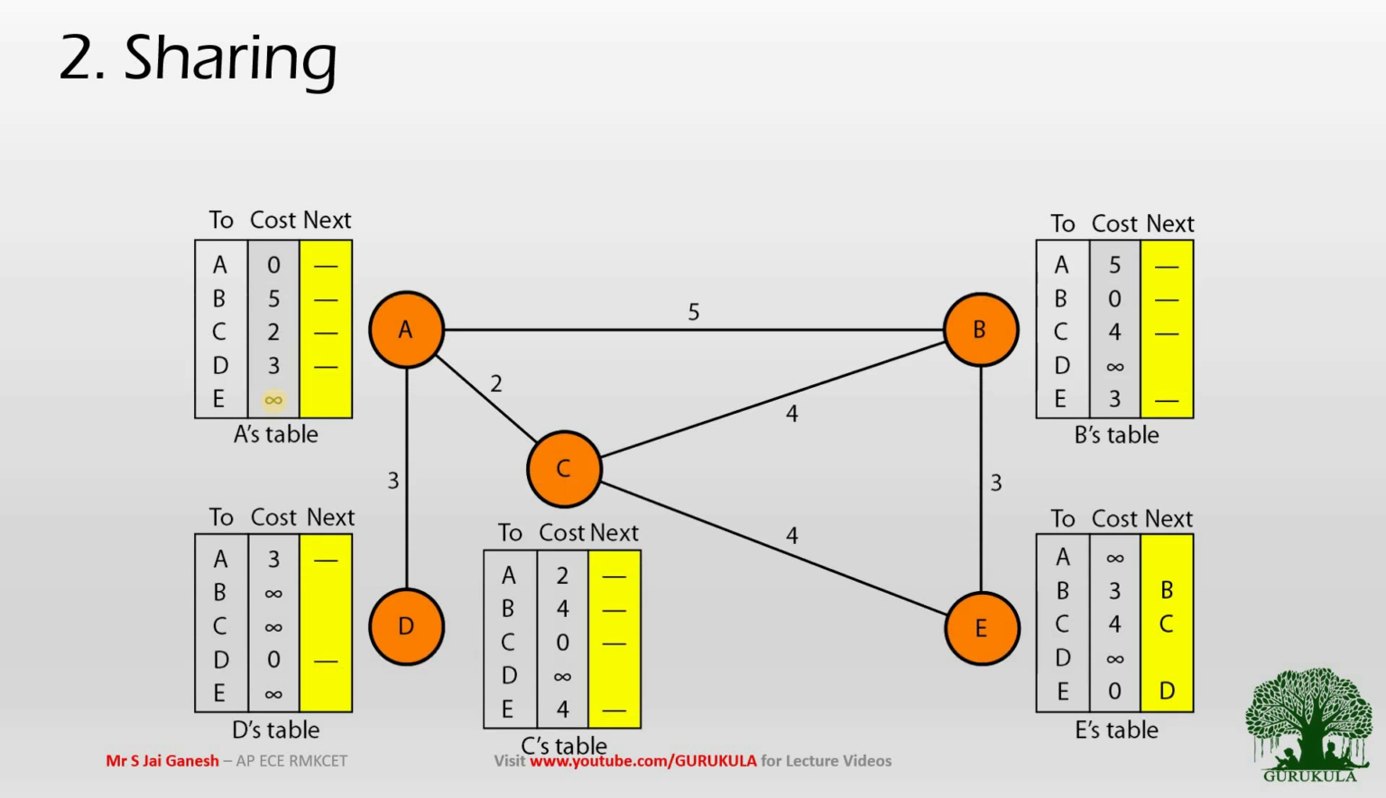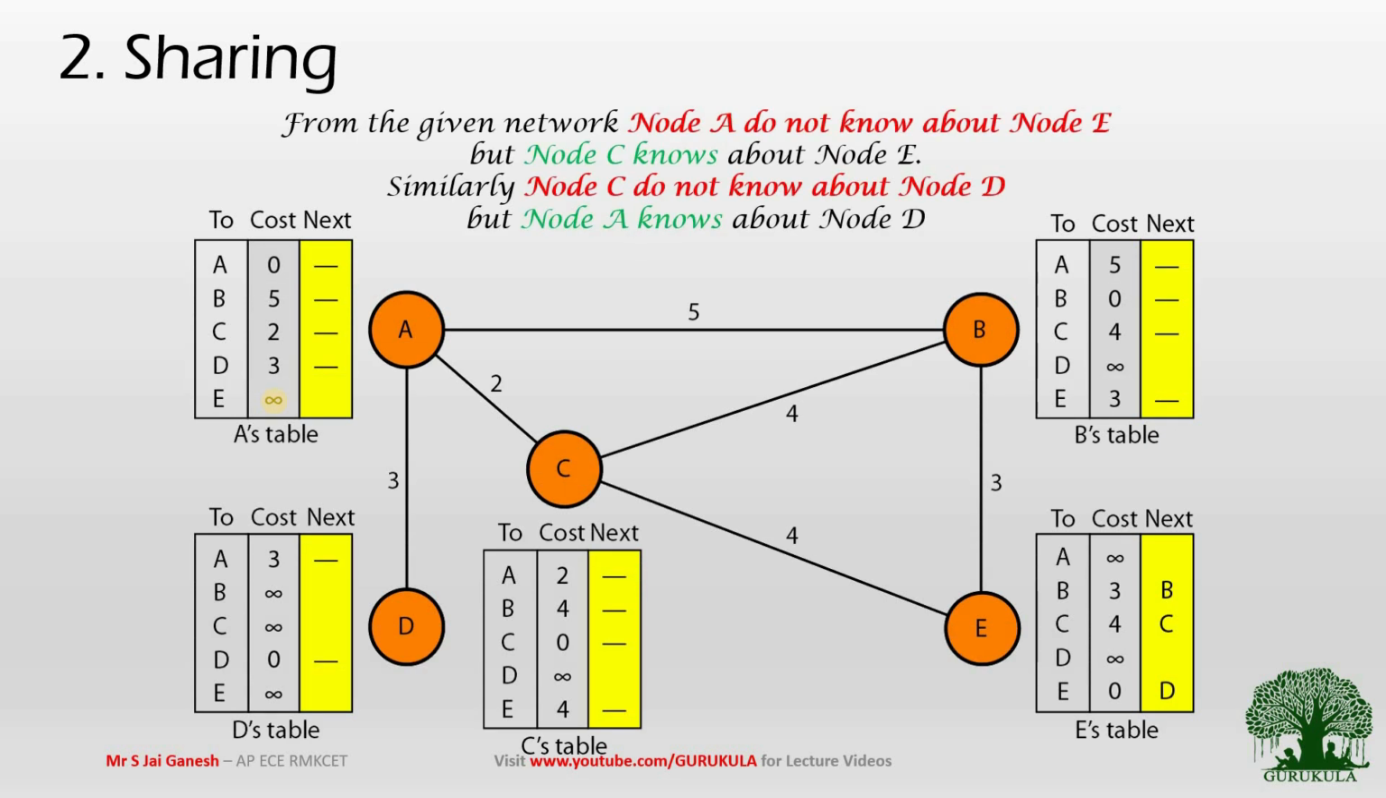So what happens here in sharing? From the given network, we can see that node A does not know about node E, which we already know. By looking into the initialization table, node A does not know how to reach node E, and that is what is mentioned over here. But who knows how to reach E? Node C knows how to reach E. As you can see, this is C's routing table, and C actually knows how to reach E, and then E can be reached via B also.